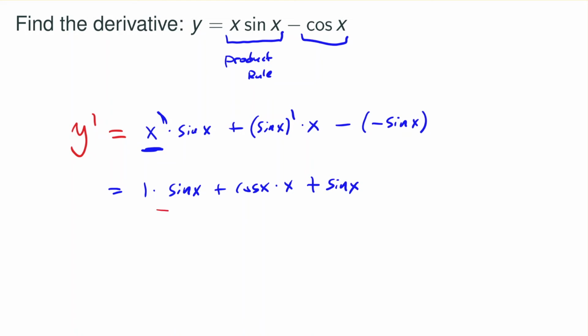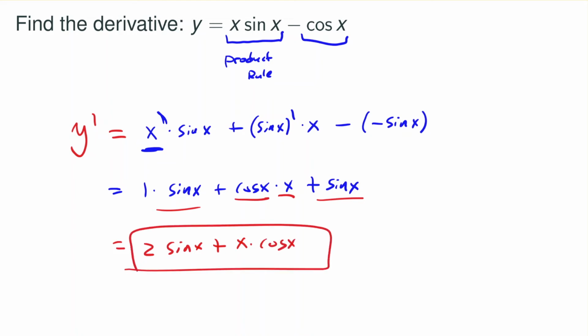So we can collect like terms. We have 2 sine x plus here we have cosine x times x. So let's write it actually x times cosine x. Okay. So this is the derivative of this function right here. So here we had to use a product rule. This means we are multiplying two functions, this times this.